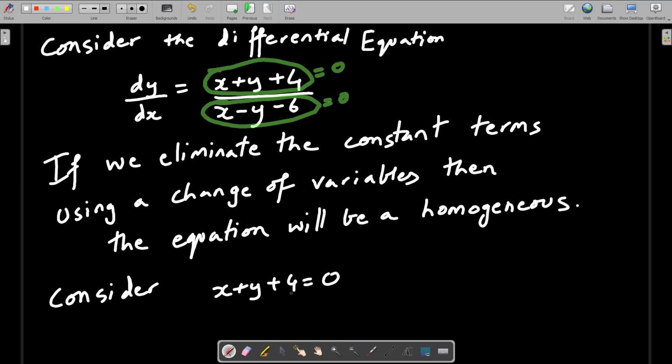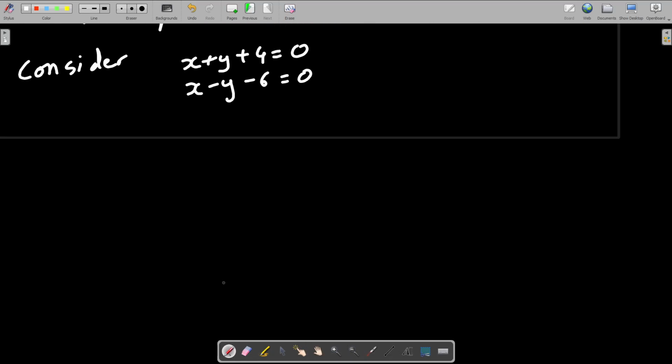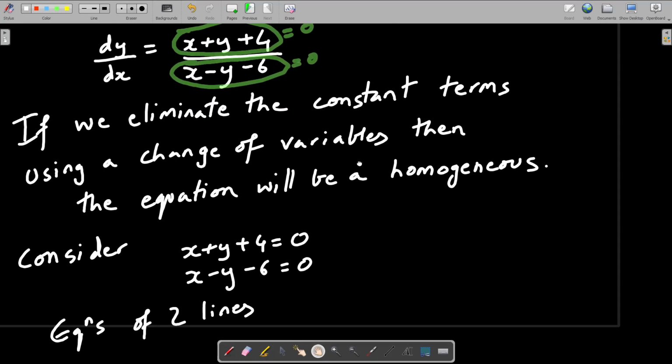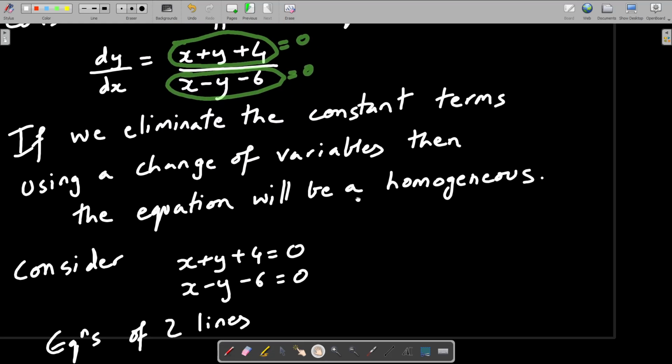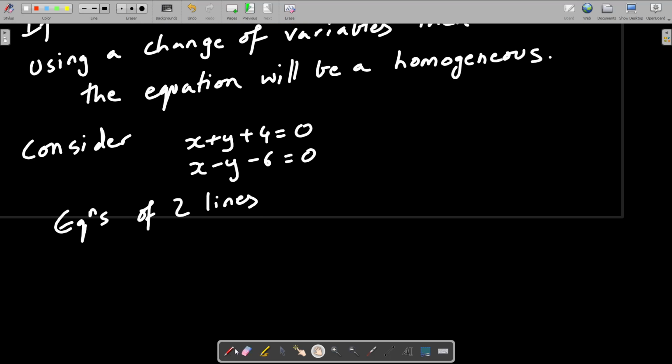x plus y plus 4 is equal to 0 and x minus y minus 6 is equal to 0. Okay, so this is an equation of two lines over here. What can you say about these two lines? Are they parallel or not?